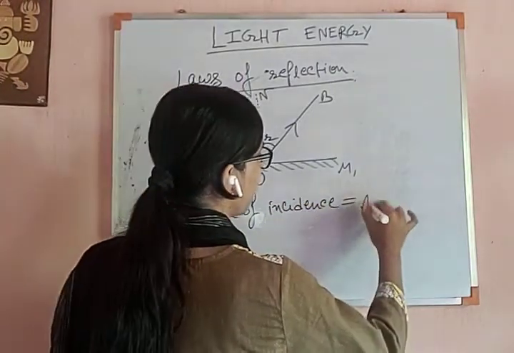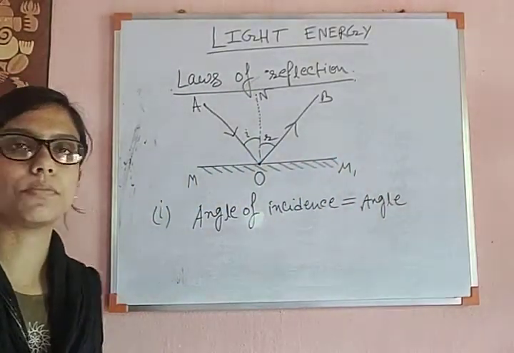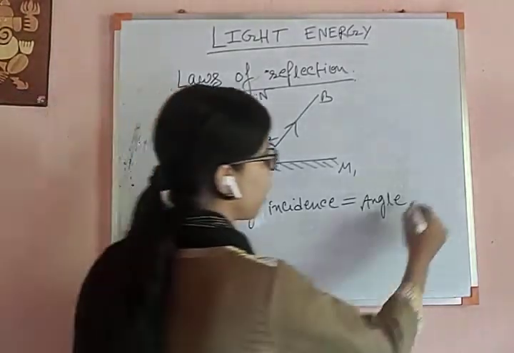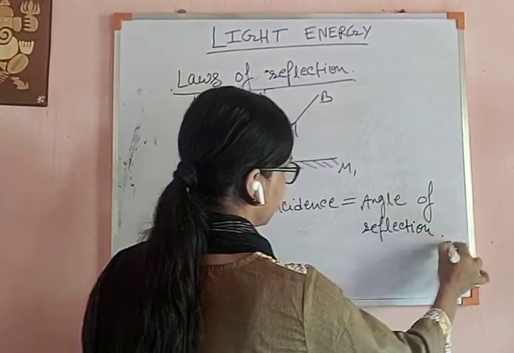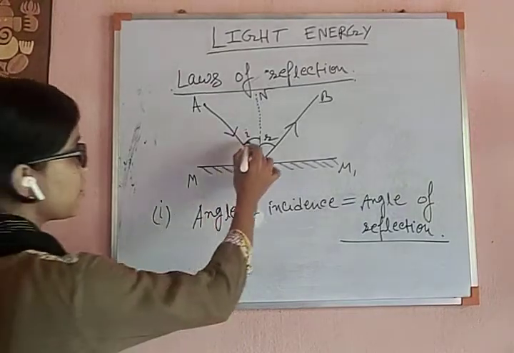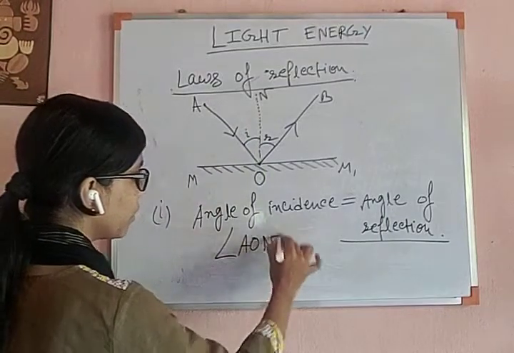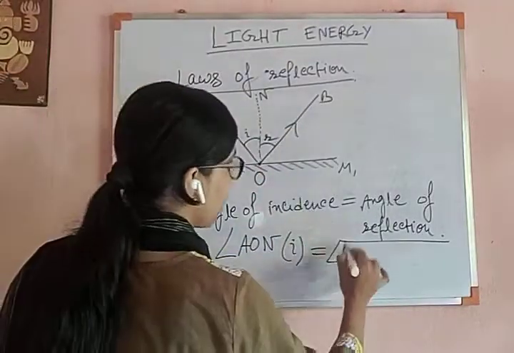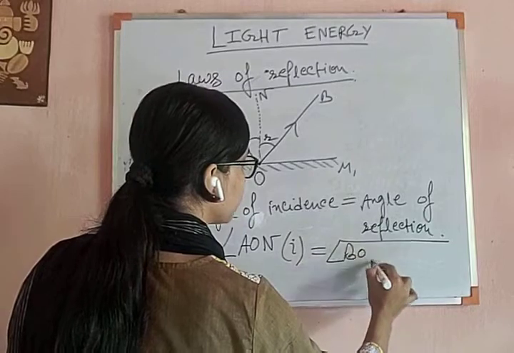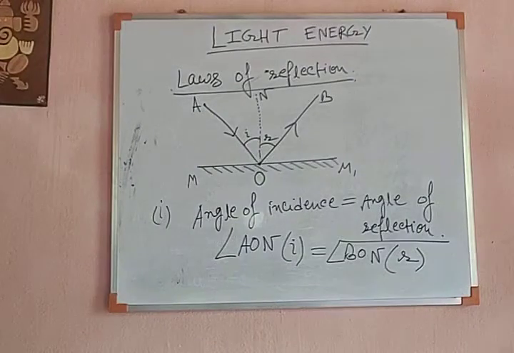So we can say the first law is: angle of incidence is equal to angle of reflection. Every reflection from any polished surface will follow this law. The angle of incidence is this I, which is angle AON. So angle AON, represented by I, is equal to angle BON, the angle of reflection, denoted by small r. Okay, so this is the first law of reflection.